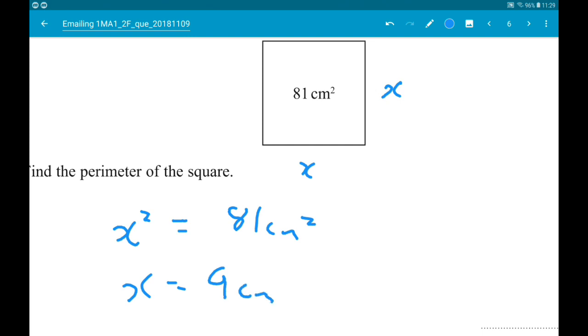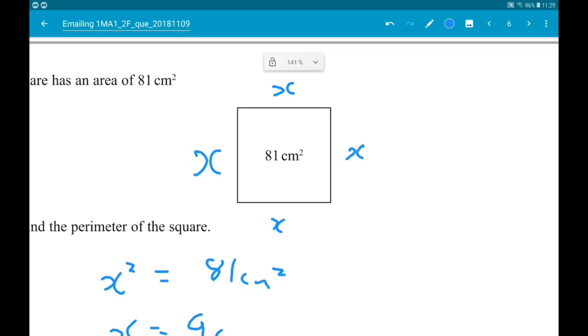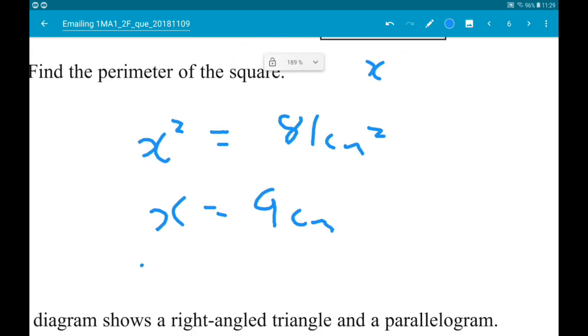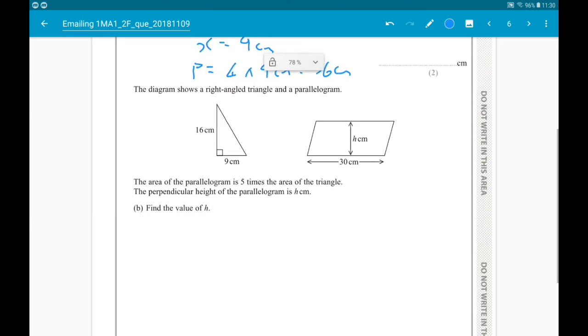Now the perimeter means the distance around the outside, so that's all 4 sides. We now know a side is 9 centimeters, so the perimeter is 4 times 9 centimeters, which is 36 centimeters. Okay, then for part B.